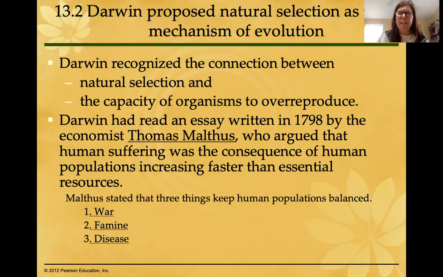So what Malthus said was, we don't have people surviving just because they're taller. But what we can say is the things that have kept human population in check are war, famine, and disease. Those three factors have kept the human population balanced. Right? So that's what Malthus's essay was about.